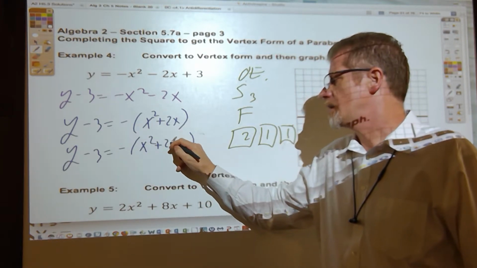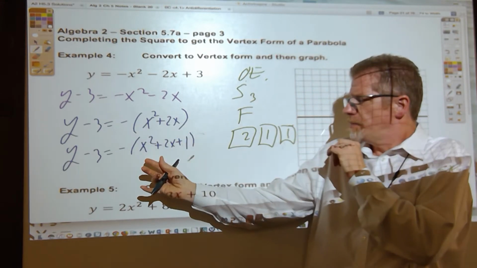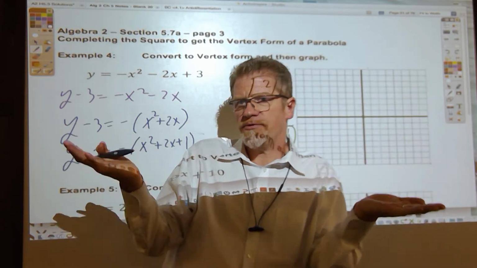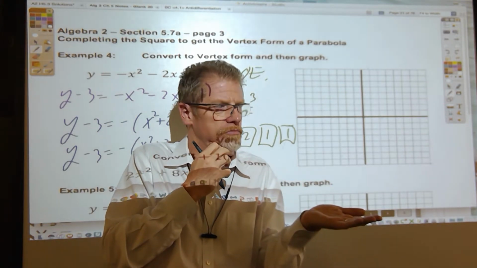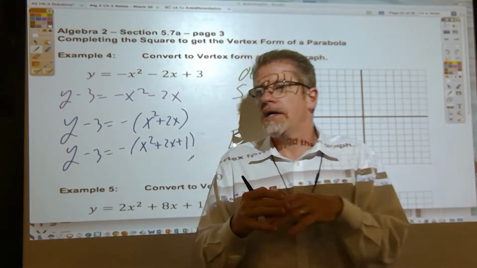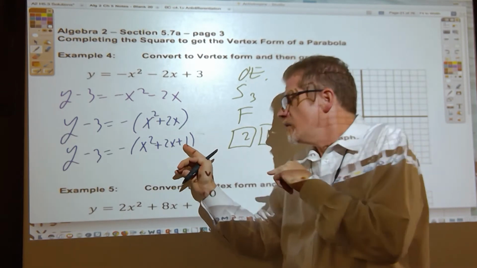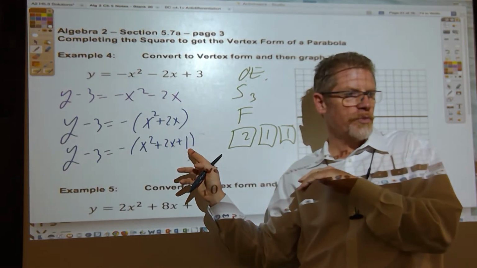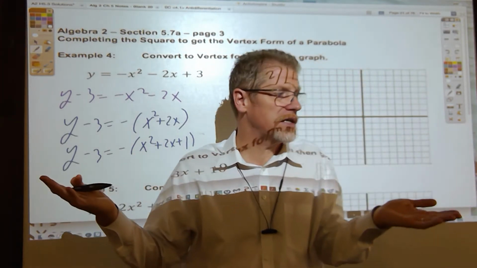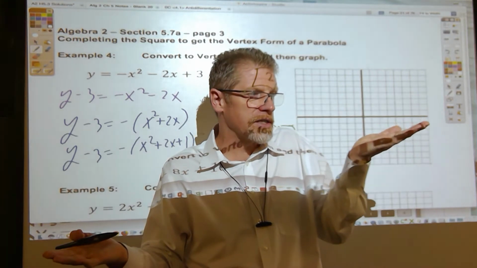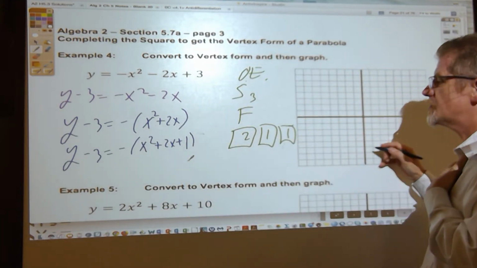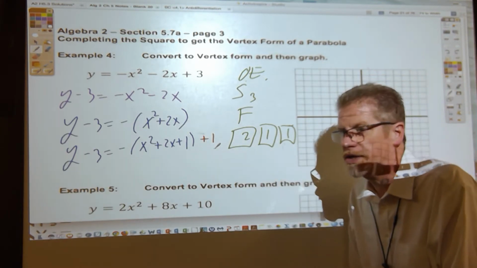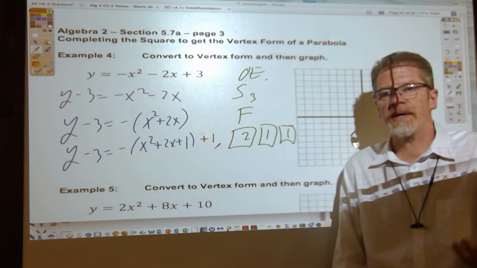x squared plus 2x plus 1, when I make this a perfect square trinomial, what have I added to the left-hand side of the equal sign? It looks like I've added 1, but it really is not a 1. I've added -1. I mean, isn't this 1 something that's going to get multiplied? So really what I've done is I've added a -1 to this side. I can balance that out by adding a +1. Wouldn't that balance it to the same side?